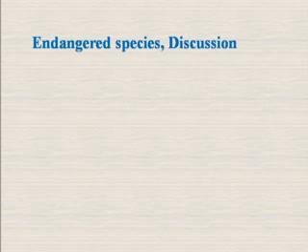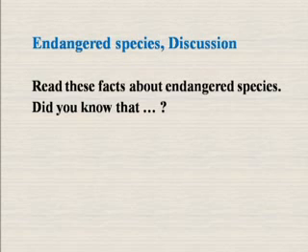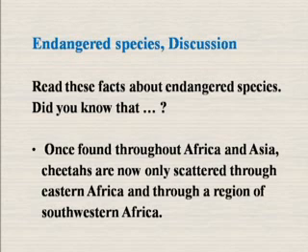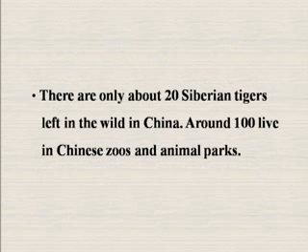Next item we are going to do is endangered species discussion. So you need to read these facts about endangered species. Did you know that once found throughout Africa and Asia, cheetahs are now only scattered through Eastern Africa and through a region of Southwestern Africa. There are only about 20 Siberian tigers left in the wild in China. Around 100 live in Chinese zoos and animal parks.